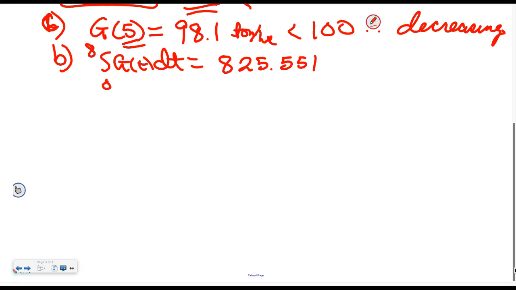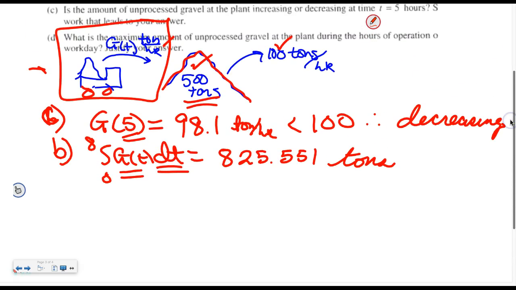Tons per hour times hours gives me tons of gravel dropped off at the plant. Now back to not losing track of what's going on here. This much got delivered in 8 hours. This much was already there. How much left in the 8 hours? How much left the plant?